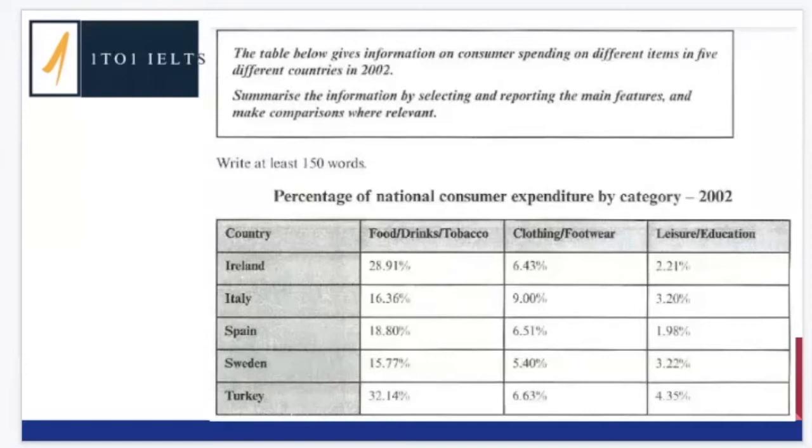Also, we want to be looking at the question to see exactly what it's asking. So it says, the table below gives information on consumer spending on different items in 5 different countries. So we're talking about spending, but we're not talking about how much we're spending. So we're talking about percentages. So how do percentages and consumer spending relate? Why are we talking about consumer spending and percentages?